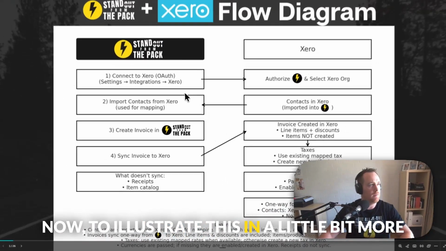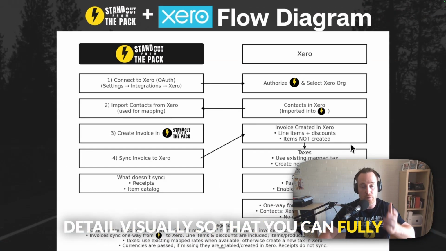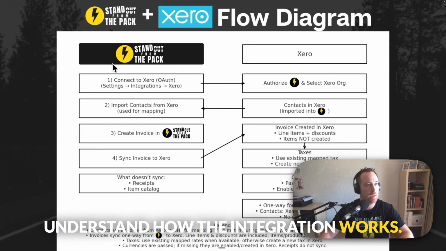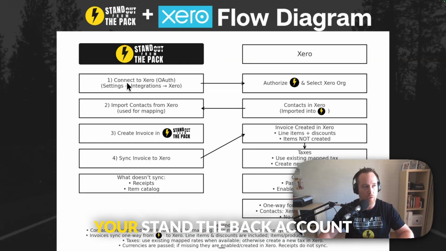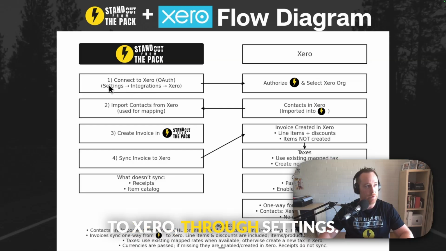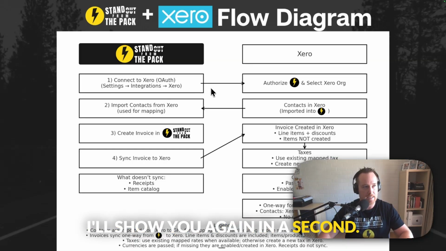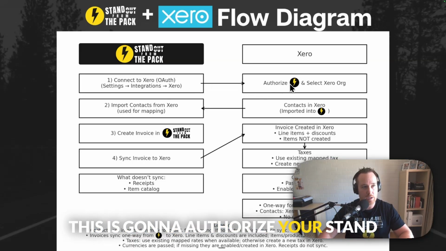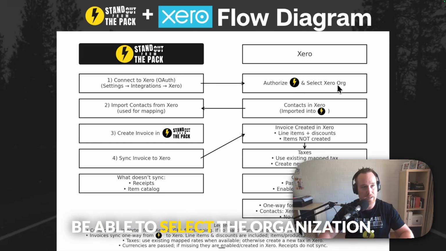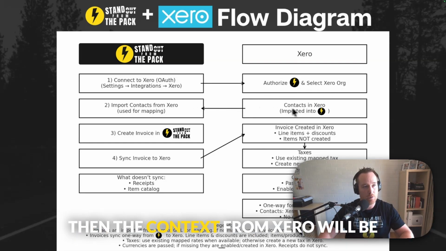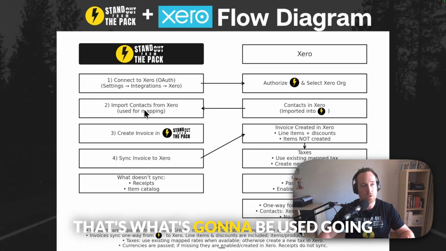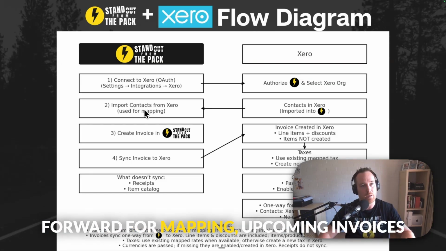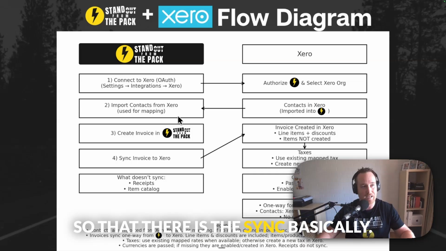Now, to illustrate this in a little more detail visually so that you can fully understand how the integration works, have a look at this diagram. The first thing that happens is you connect your Stand Out from the Pack account to Xero through Settings, Integration, Xero. I'll show you again in a second. This is going to authorize your Stand Out from the Pack account, and then you'll be able to select the organization. Then the contacts from Xero will be imported into your Stand Out from the Pack account. That's what's going to be used going forward for mapping upcoming invoices, so that there is the sync, basically.